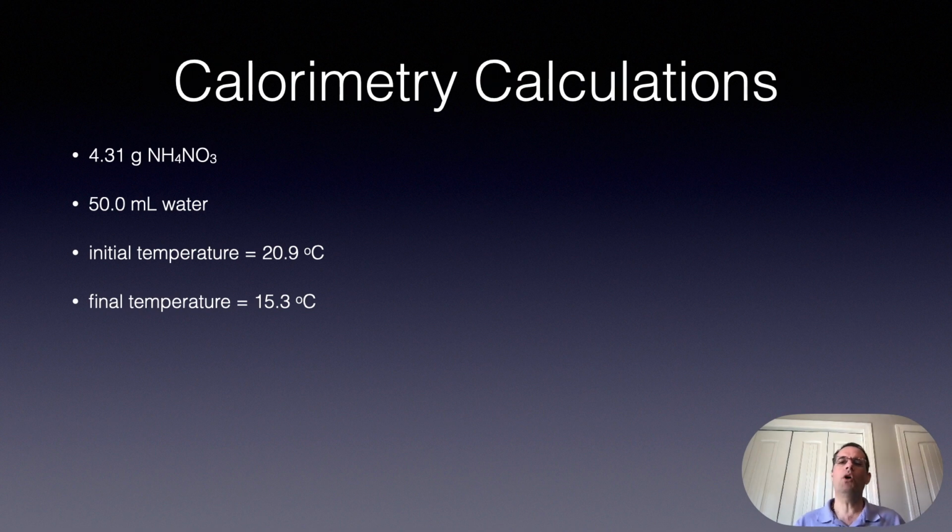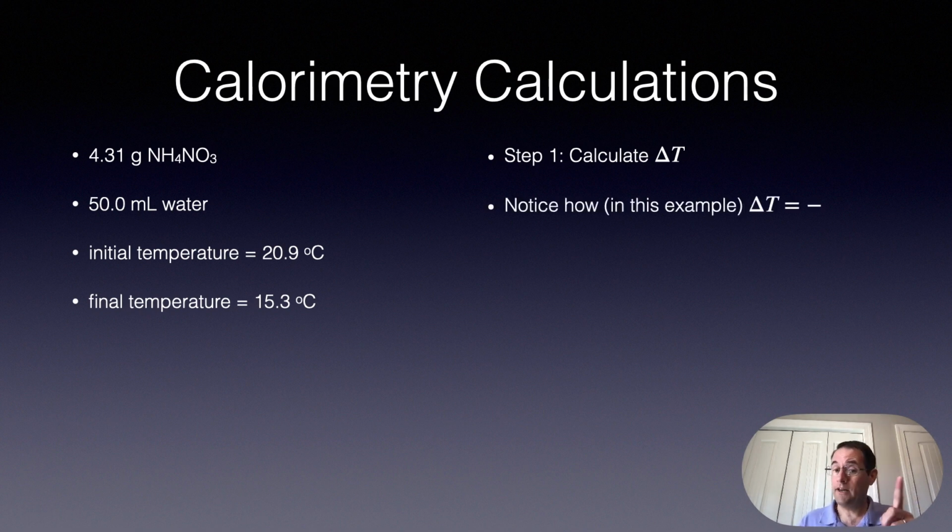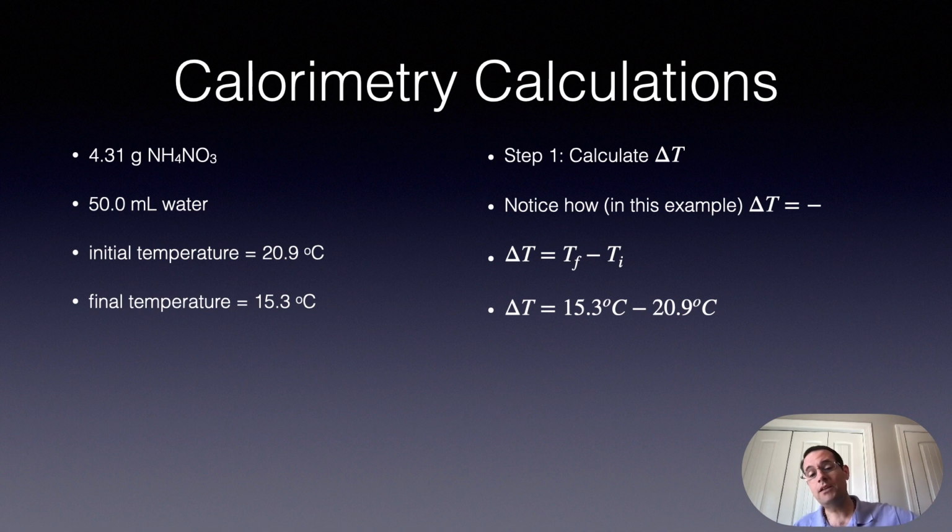So let me take you through all of the necessary calculations to figure out the heat of reaction or the delta H reaction, all right? So first, always, you want to calculate the change in temperature. That's usually the easiest thing to do. Now, careful. Notice how in this example, delta T is going to be equal to a negative number. And you might be thinking, well, that's wrong. You know, it should just be 5 degrees or whatever that is on the screen. It's not. All right, because you want to take the final temperature and subtract the initial temperature. When you do that, 15.3 minus 20.9 gives you a value of negative 5.6 degrees Celsius.